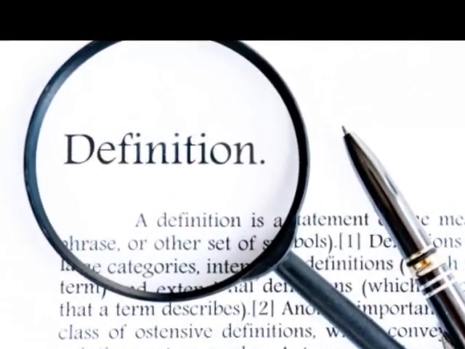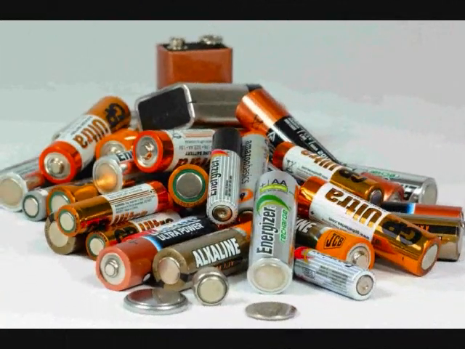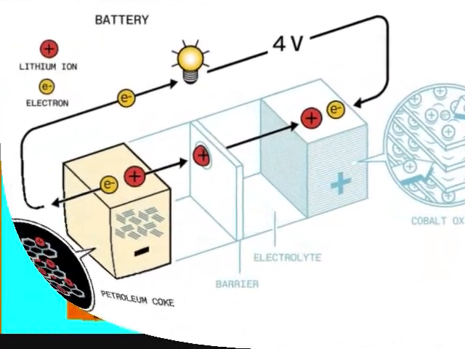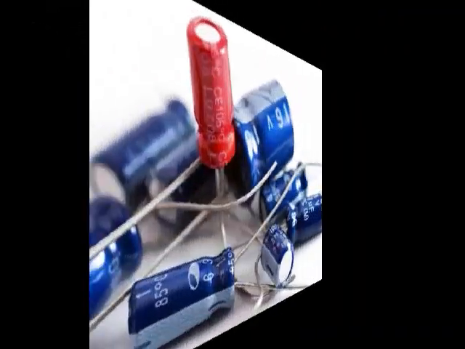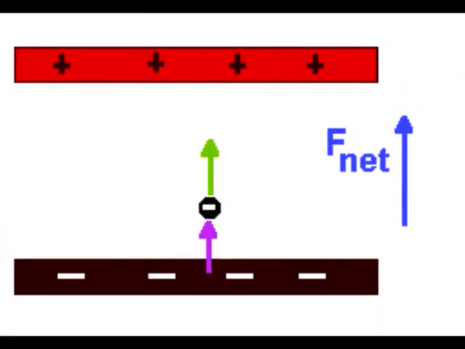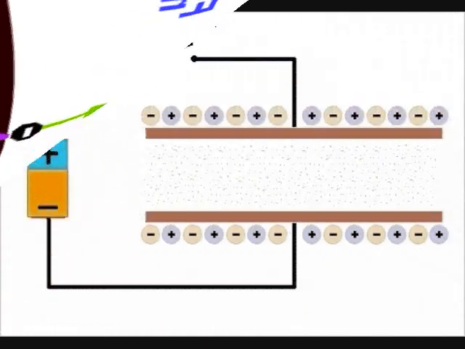Definition. The battery stores potential energy in the form of chemical energy and converts it into electrical energy when necessary. But the capacitor stores potential energy in the form of an electrostatic field, the accumulation of electric charges on plates.